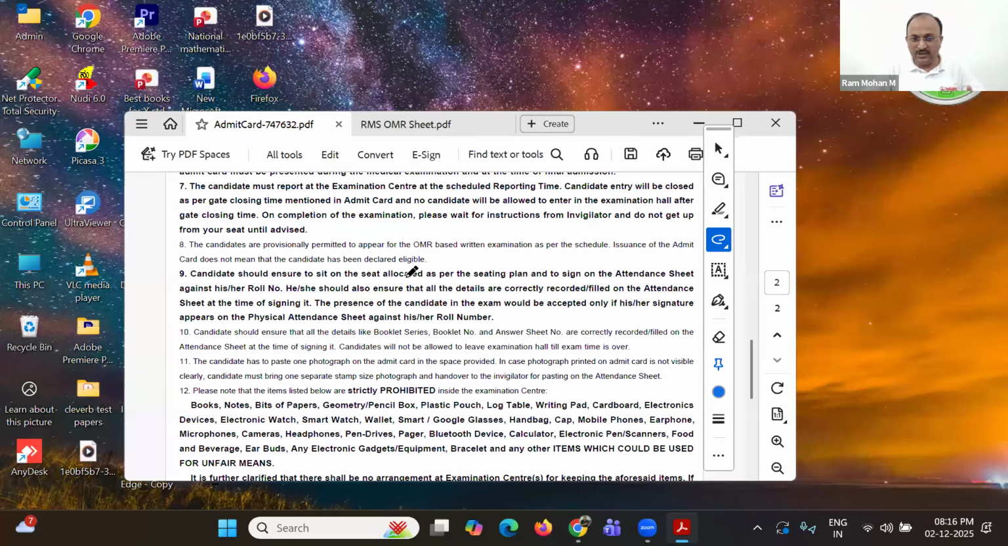The candidates are provisionally permitted to appear for the OMR based written examination as per the schedule. Having an admit card does not guarantee that you are selected. And you should ensure to sit on the seat allocated as per the seating plan on the attendance sheet against your roll number. Once you reach, they will take you only till the gate; only you will be allowed, your parents will not be allowed inside.